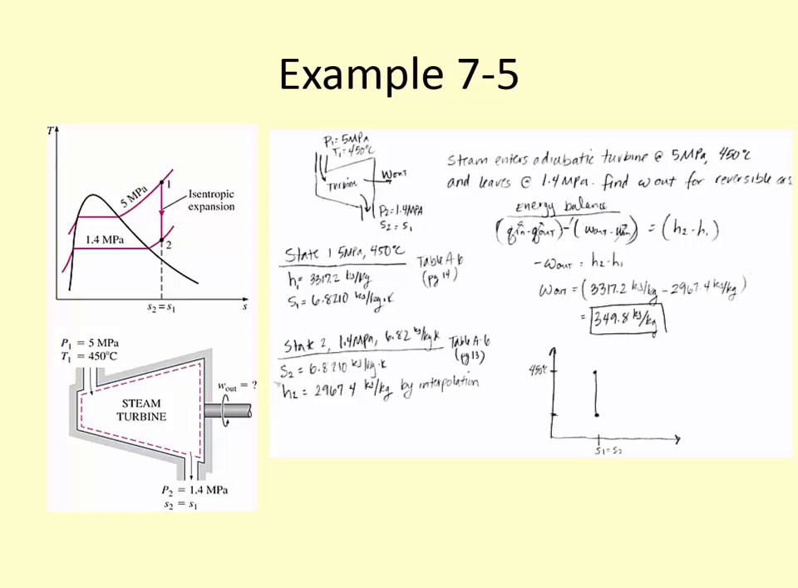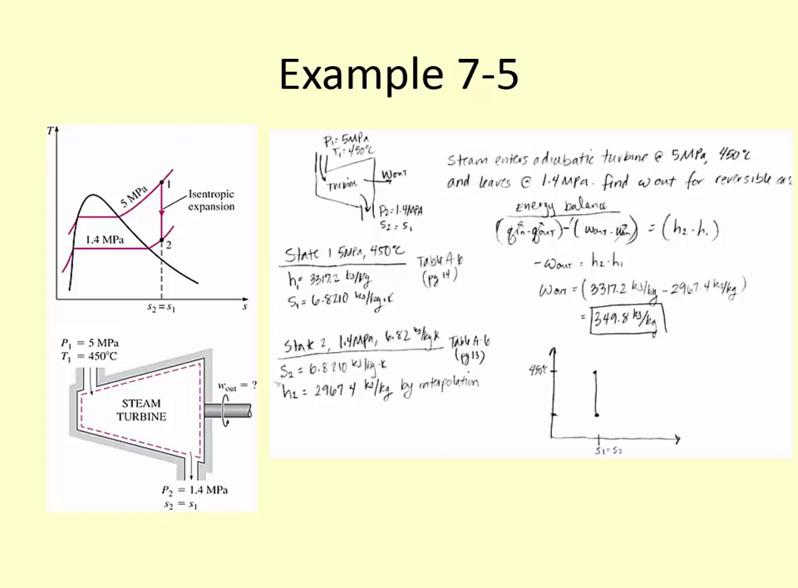3317.2 kilojoules per kilogram. Okay, what other property should we look up? S1 is what? 6.8210 kilojoules per kilogram Kelvin. So remember the units on that. We have temperature in the denominator. So then we can use that to fix the state at state 2. But how do we do that? We have our pressure, 1.4 megapascals, and our entropy, 6.8210 kilojoules per kilogram Kelvin.